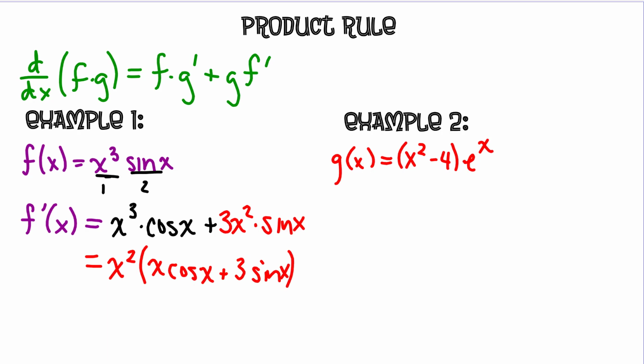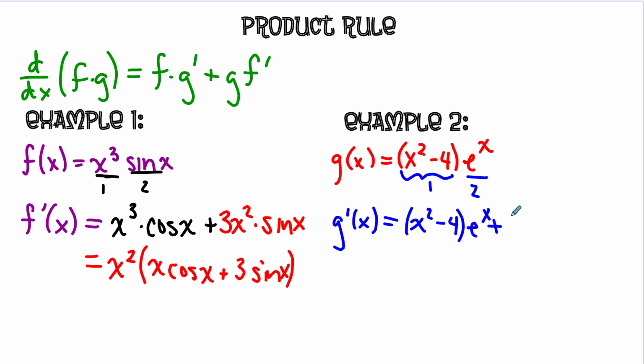Okay, on this second problem, again, I would like to label this as function 1, and that's function 2. So g prime of x is going to be, leave the first function alone, so I'll have x squared minus 4 times the derivative of e to the x, which is e to the x, plus, now I'm going to take the derivative of the first function and leave the second function alone. So it's going to be plus 2x, and leaving the second function alone will be times e to the x.